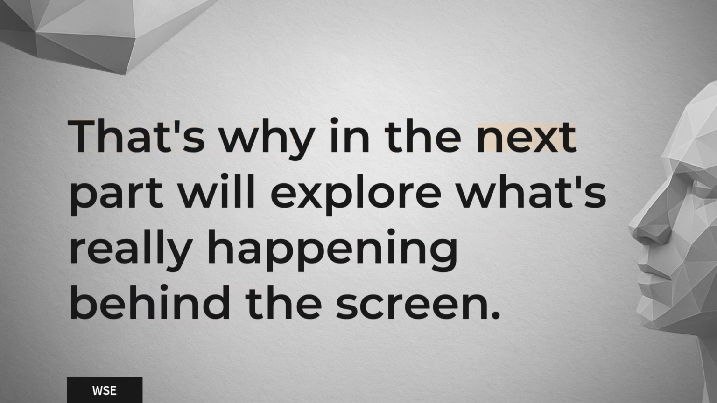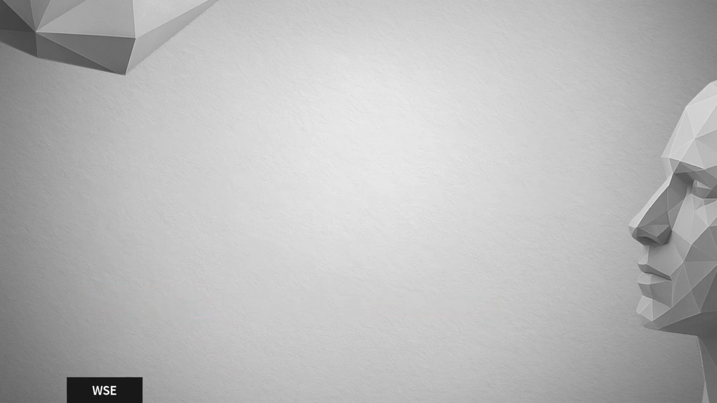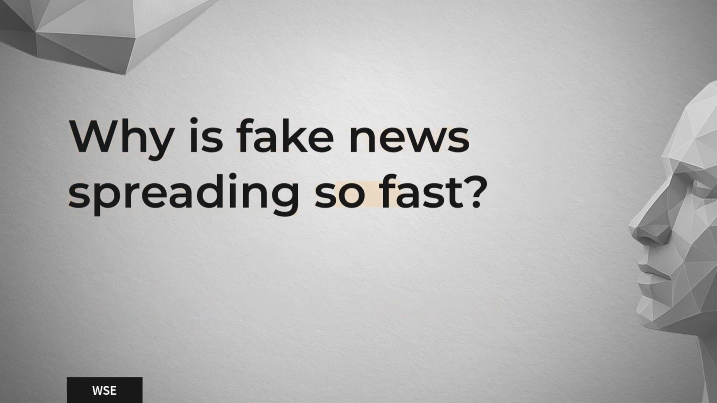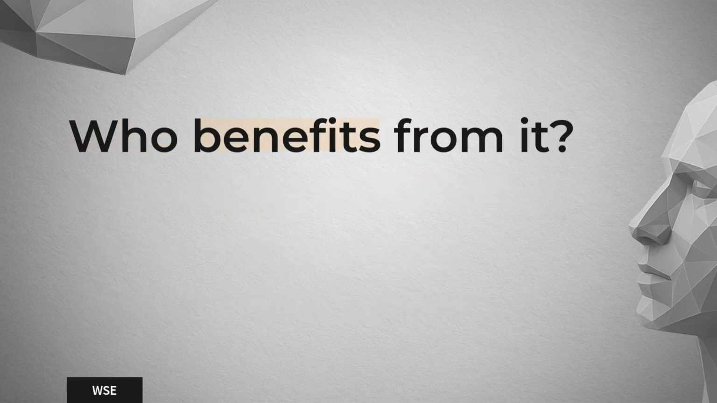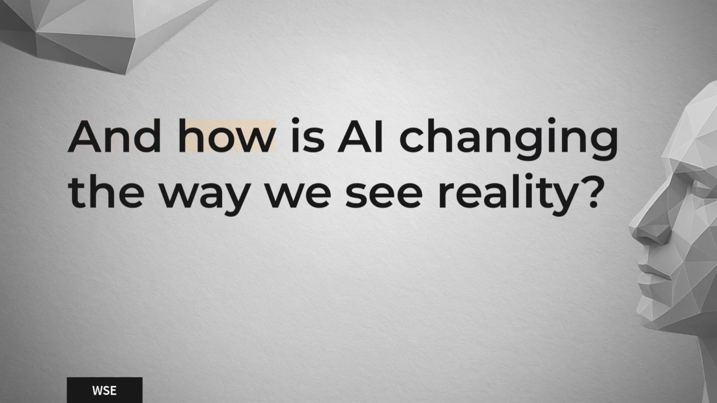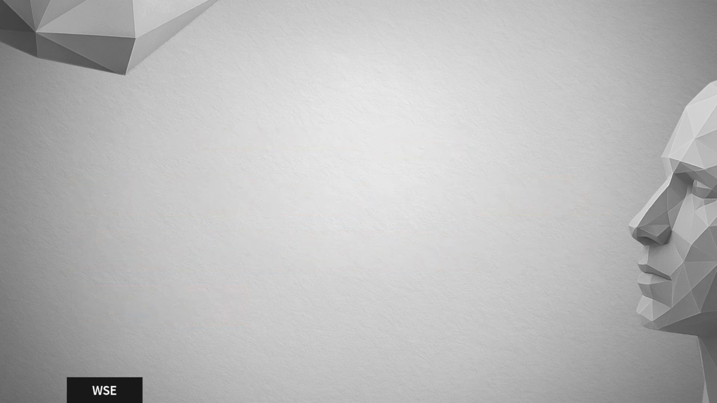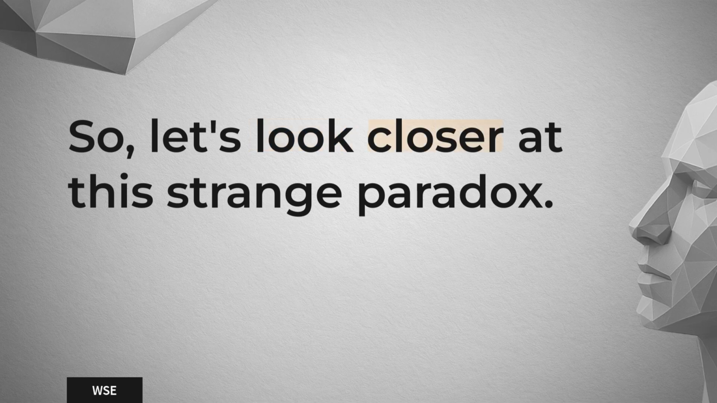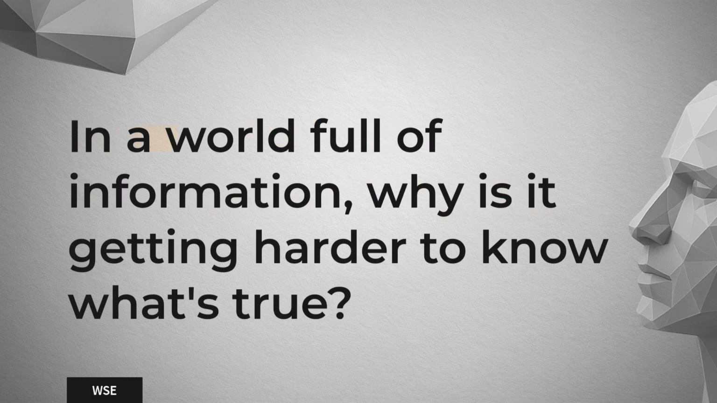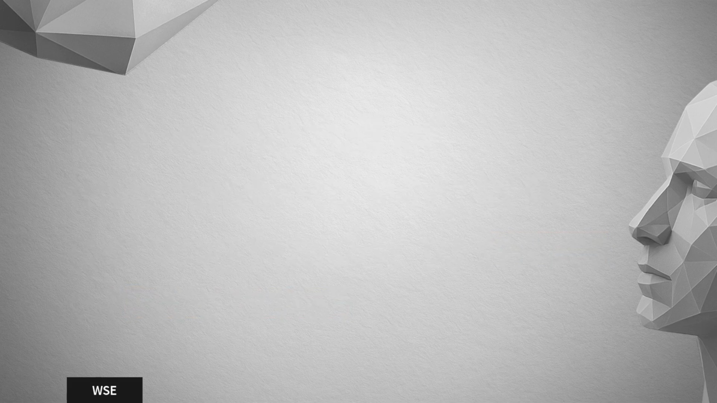That's why in the next part, we'll explore what's really happening behind the screen. Why is fake news spreading so fast? Who benefits from it? And how is AI changing the way we see reality? The answers may surprise you, and they'll definitely sharpen your English. So, let's look closer at this strange paradox. In a world full of information, why is it getting harder to know what's true?